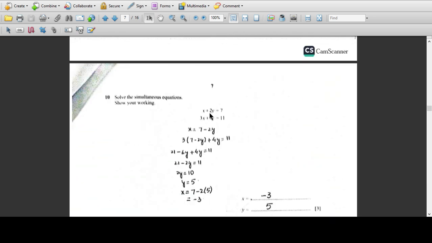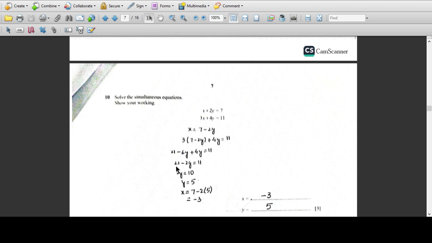Question number 10, we have to solve simultaneously. X plus 2y is equal to 7, 3x plus 4y is equal to 11. From equation number 1, x is equal to 7 minus 2y, and we will place this value of x in the second equation. In place of x we can write 7 minus 2y, all multiplied by 3, plus 4y is equal to 11, and simplify. This is 21 minus 6y plus 4y is equal to 11, and this is 21 minus 2y is equal to 11, and we will shift the 2y to the other side and 11 to this side.